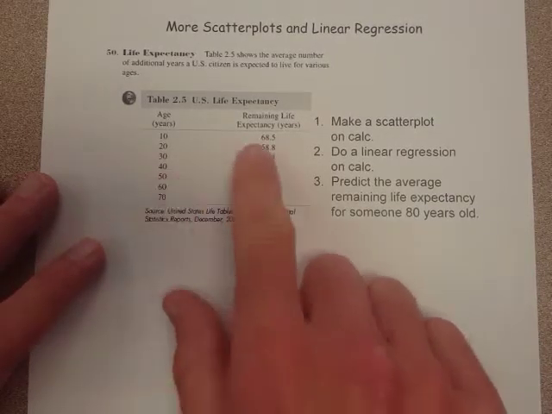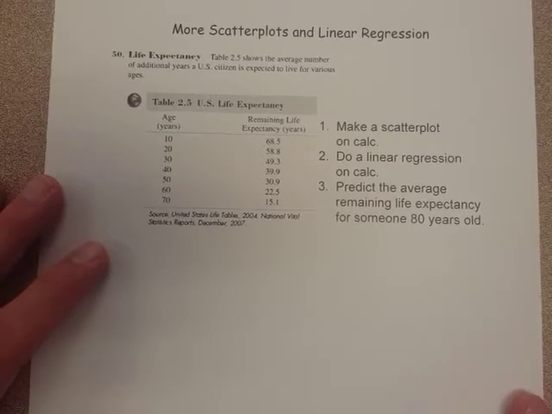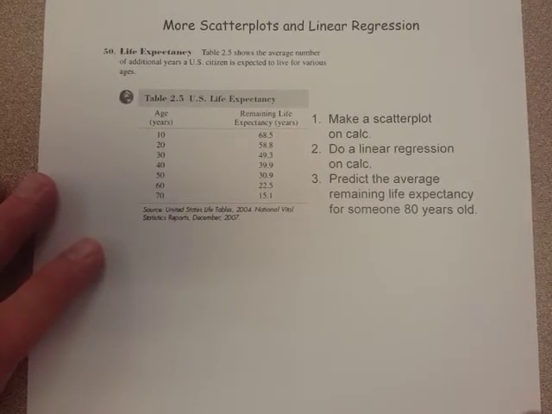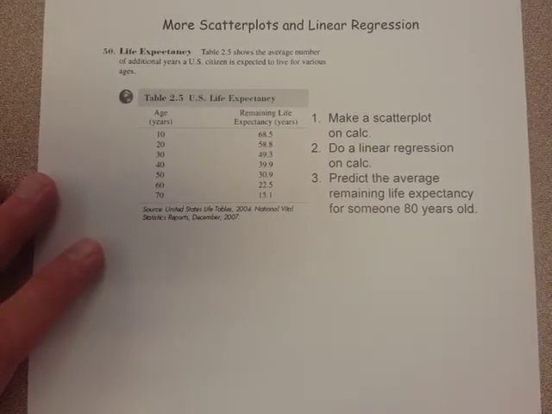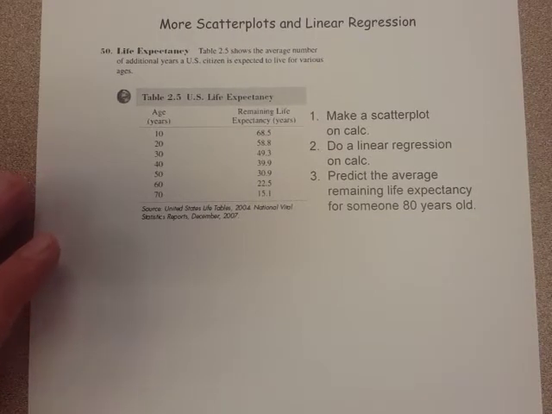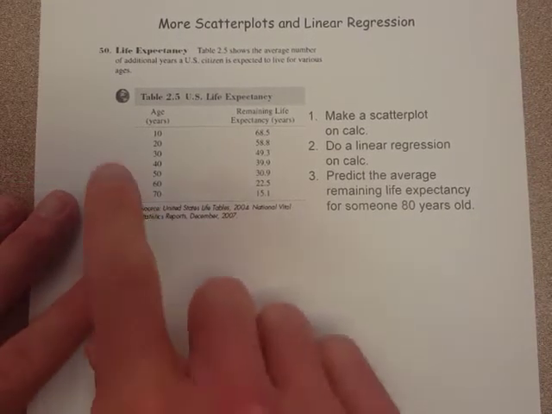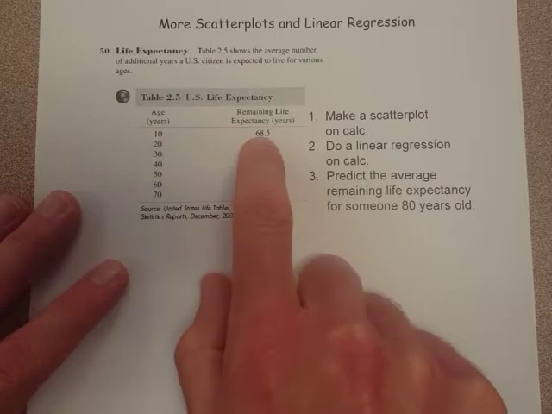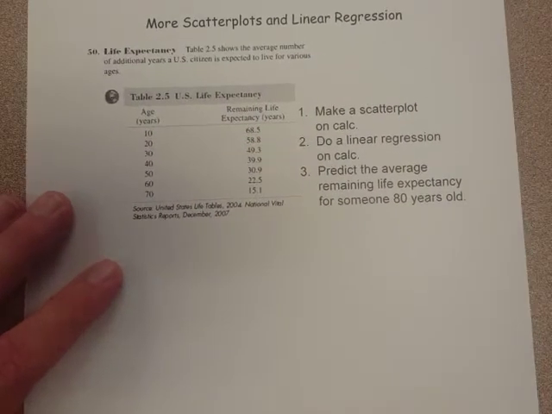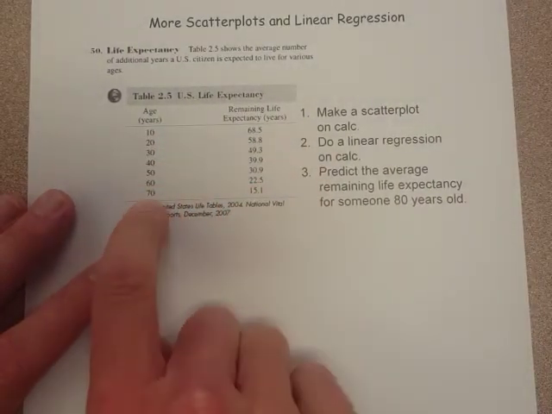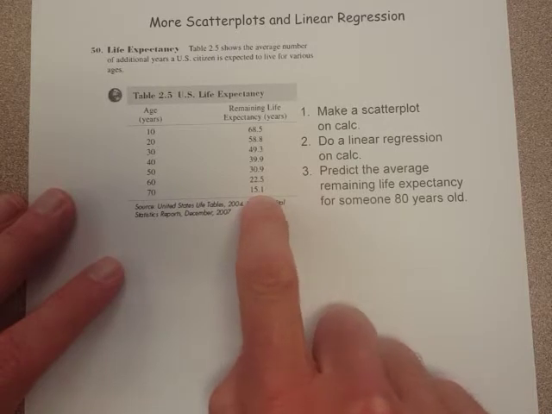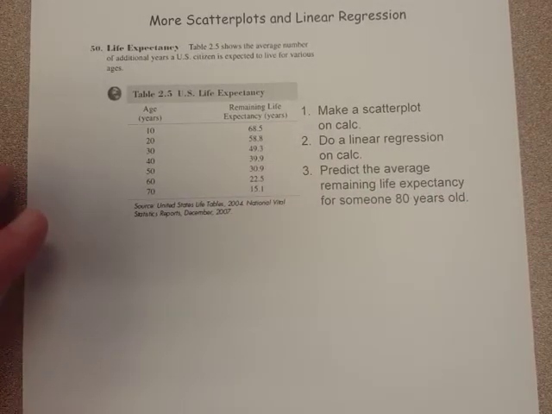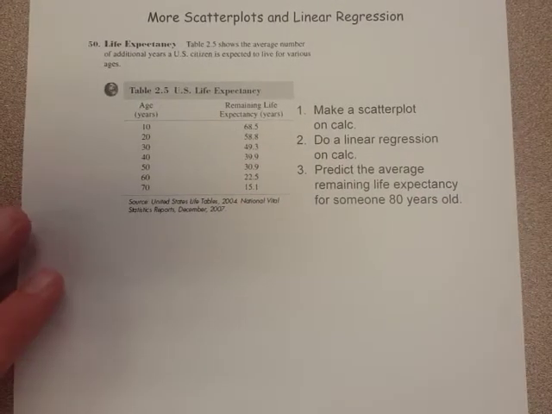So I've got this table going on here, and it says the average number of additional years a U.S. citizen is expected to live for various ages. So you get your age. If you're 10 years old, you're expected to live for another 68.5 years, and it goes down here. If you're 70, you're expected to live for another 15.1 years, and so they have some way of figuring that out. But we're going to make a scatter plot out of that and see if we can somehow make a linear equation with it.